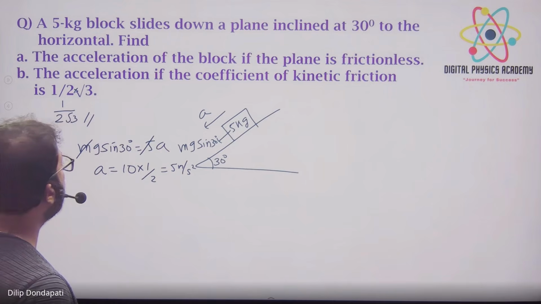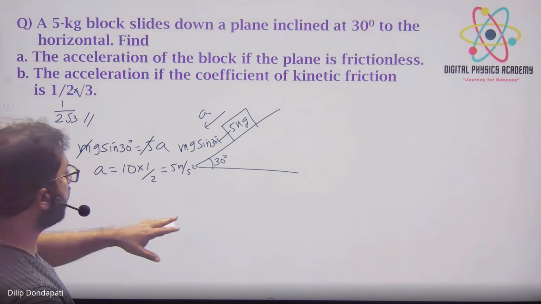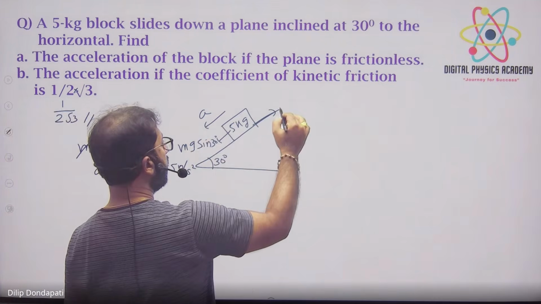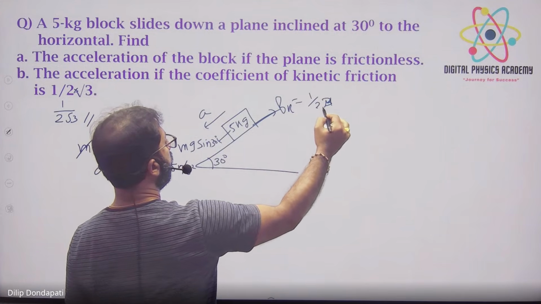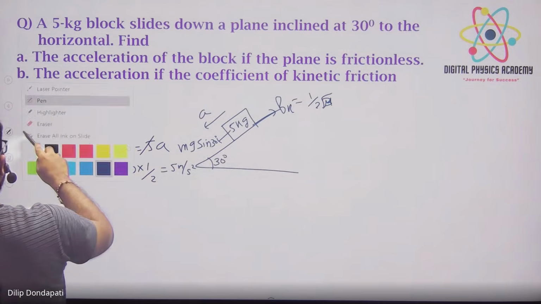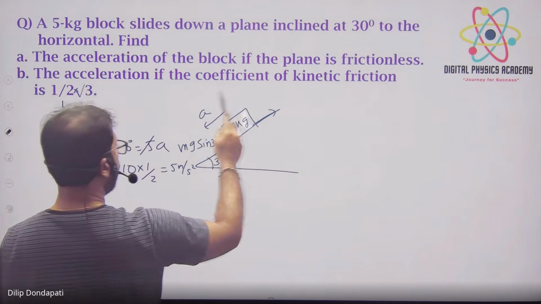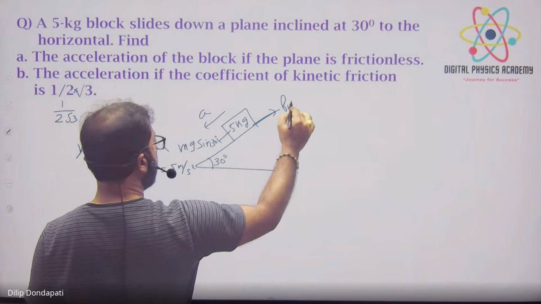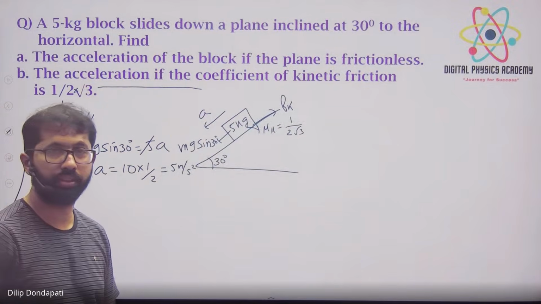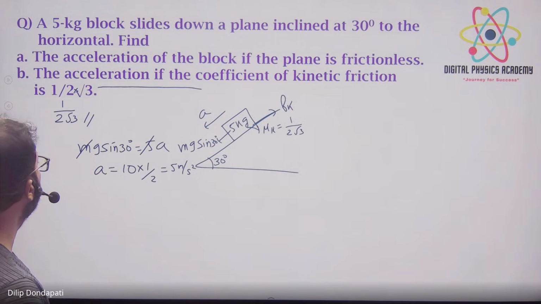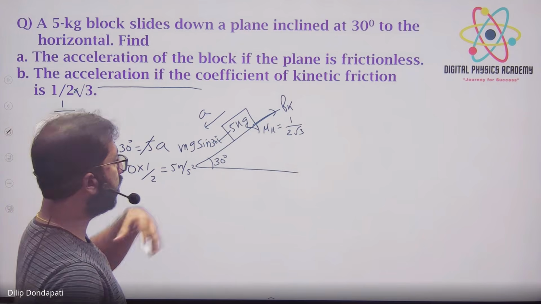Now what is he saying? The acceleration if the coefficient of kinetic friction is this much. He's telling to find acceleration. मतलब kinetic friction इस तरह factor है ना, fk is 1/2√3. Okay, this is coefficient mu k. Can we just assume that it's going to move, or should we calculate static friction and limiting friction? No need. He only told the coefficient of kinetic friction is given, right? We assume that the object is moving.